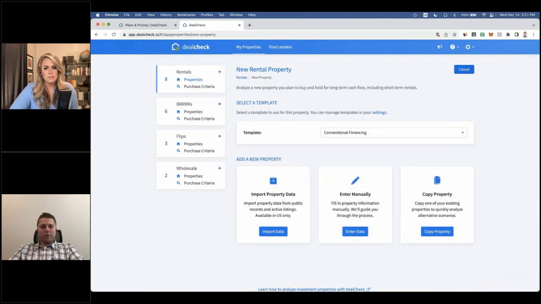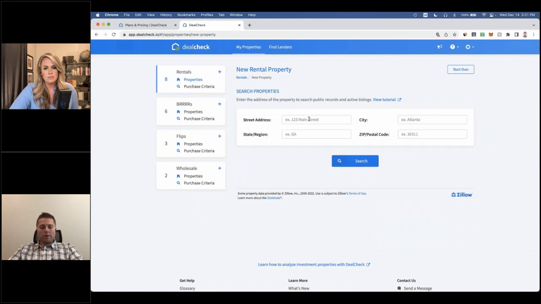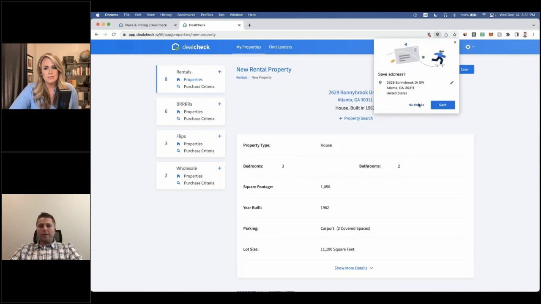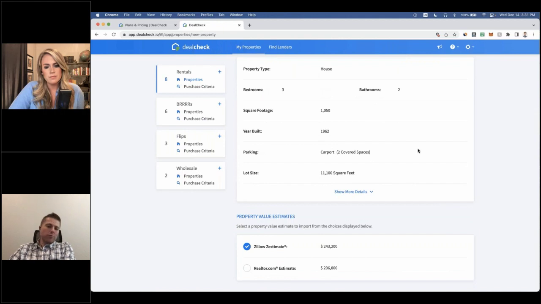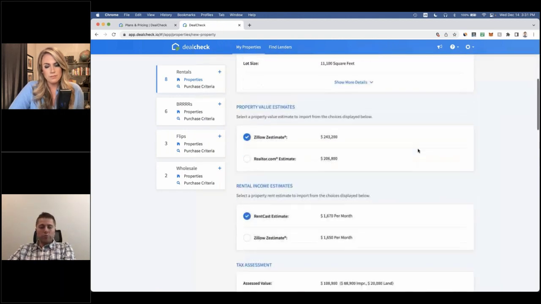You can quickly add a new property, and this is what I was talking about earlier. We offer this importing data option. Obviously, you can type in the data manually, but I think it is much easier to just throw in an address here. Click the search button, and our software will pull up a lot of information about this property from public records, from what type it is, and bedrooms, bathrooms, square footage.